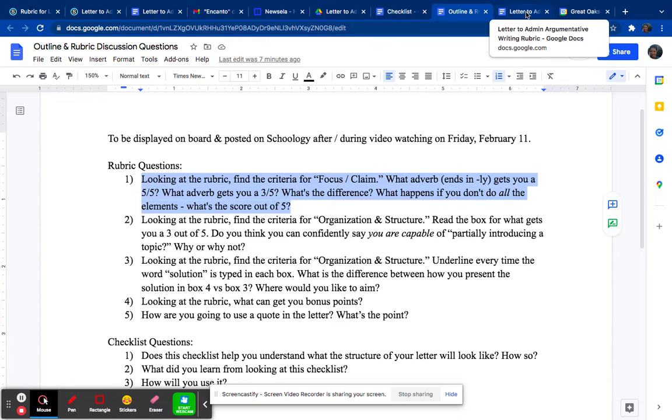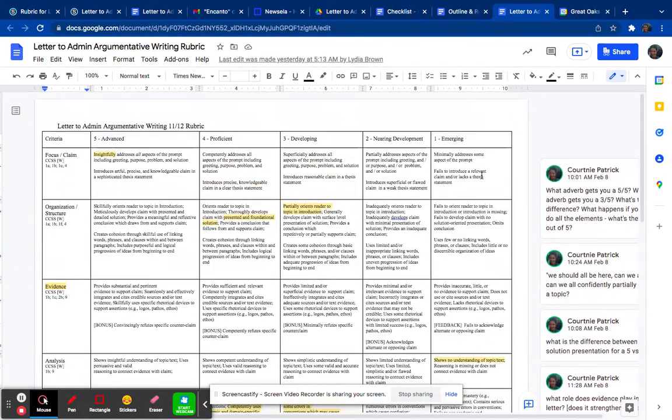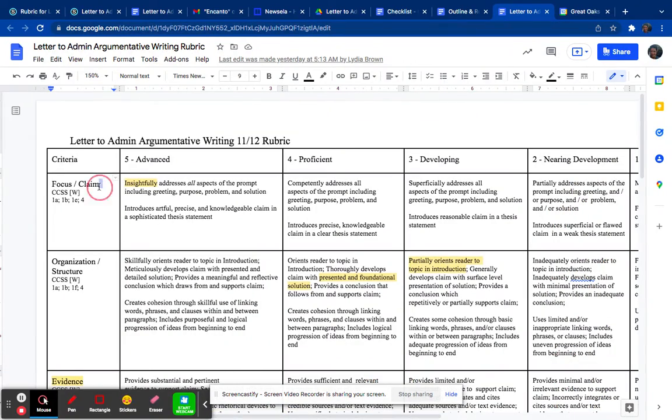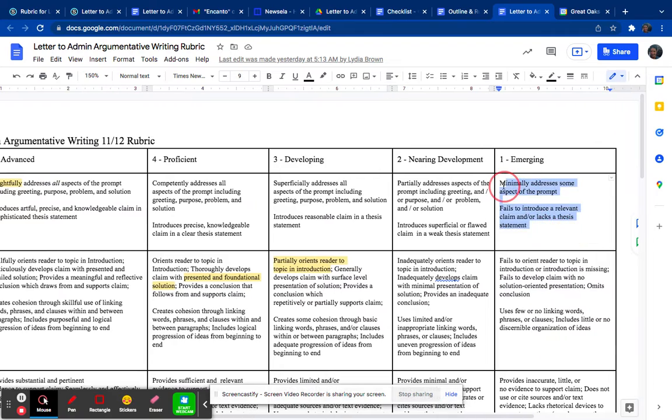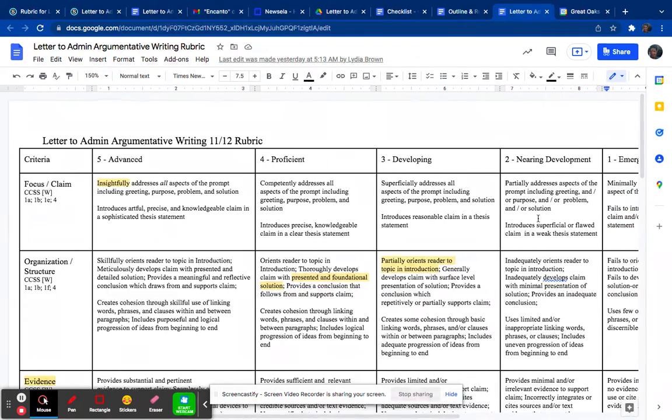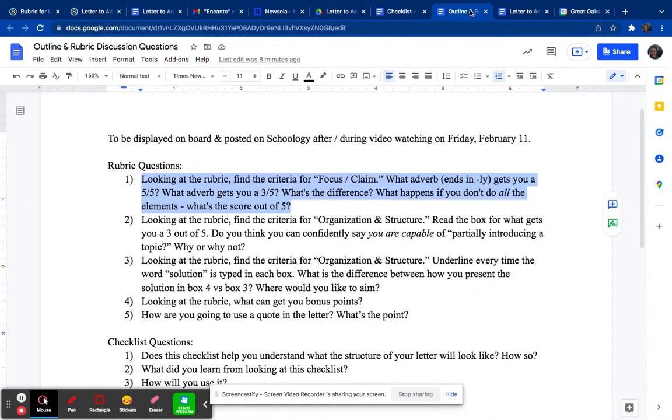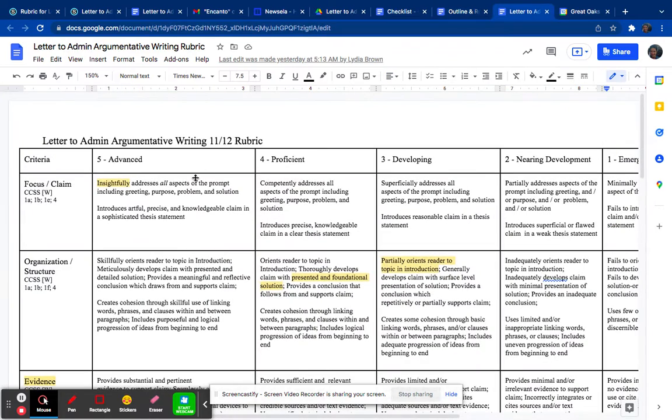If you don't do all the elements, so we're looking at focus claim right here, you are more likely here. Minimally addresses or fails to introduce, right? So it asked about adverbs in 5 out of 5 and 3 out of 5. An adverb is a word that ends in ly. So we have insightfully, and then we have superficially, right?